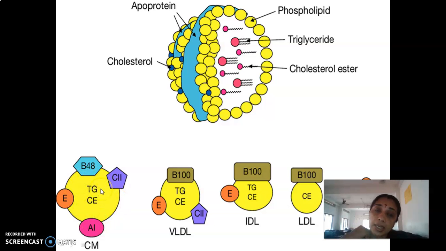Even though it has the largest size, the size is due to the lipid content, not due to the protein content. So it has the maximum TG and cholesterol esters incorporated within it. And it has different types of apoproteins like ApoB48, ApoC2, ApoA1, and ApoE. These are the different types of apolipoproteins present on the chylomicrons, right? Either A, C, E, etc.